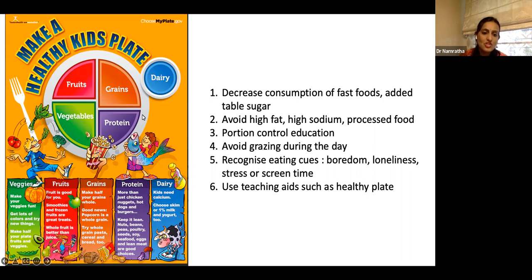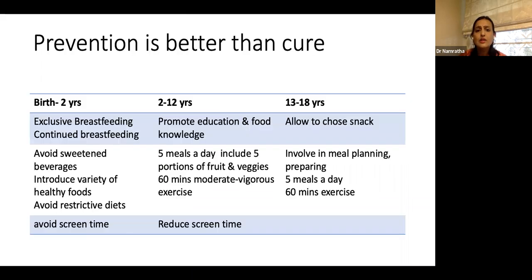So provide audiovisual aids like the My Kids Plate, where you encourage the child to incorporate a healthy diet: what vegetables to choose, fruits and grains, protein and dairy, and the child can be made to customize what they want to eat and what they don't want to eat. So this could be one of the ways to give them a structured diet and meal program. So prevention is always better than cure.